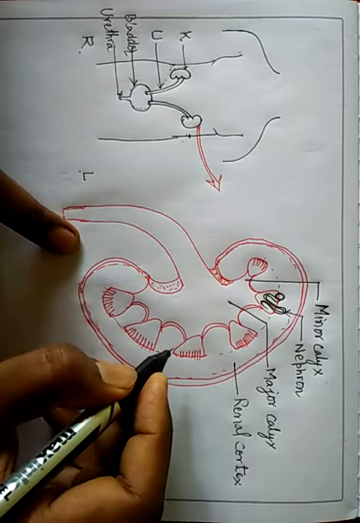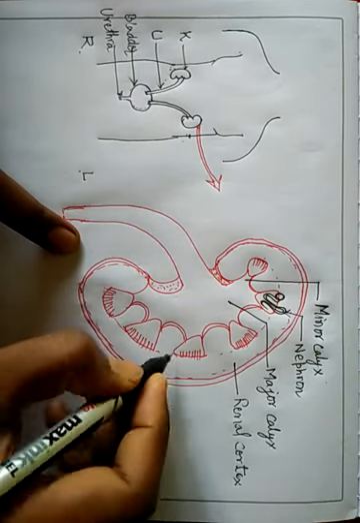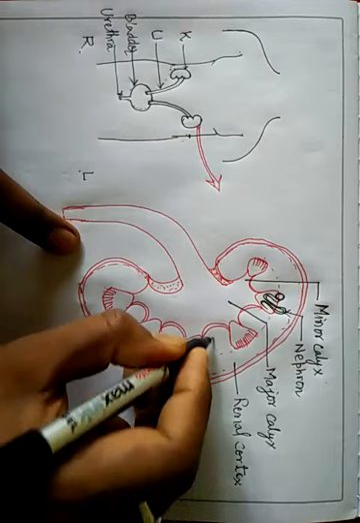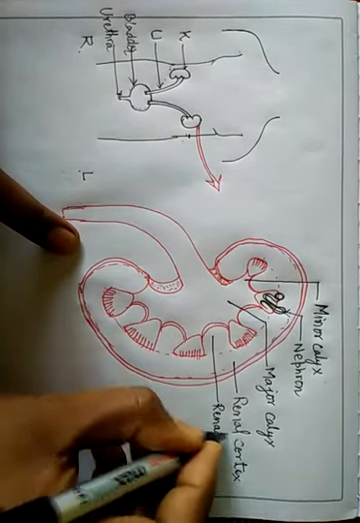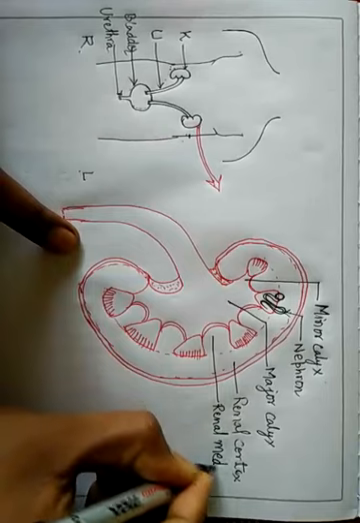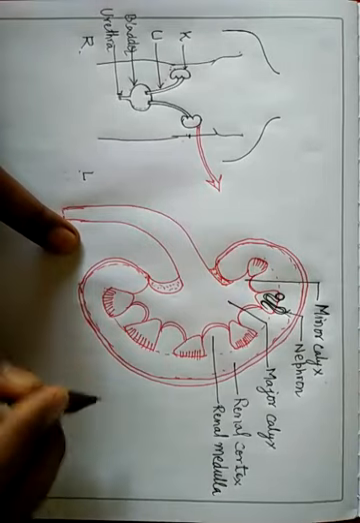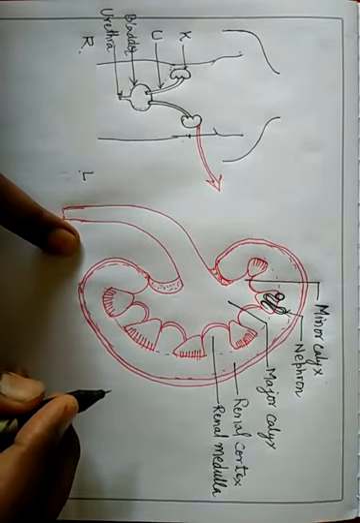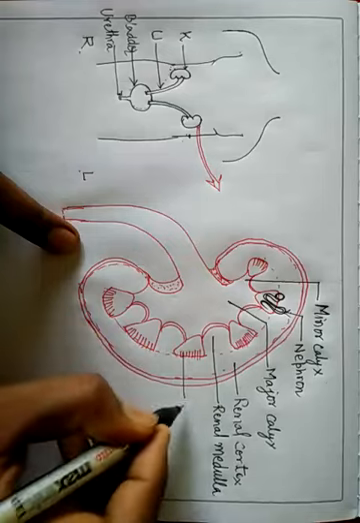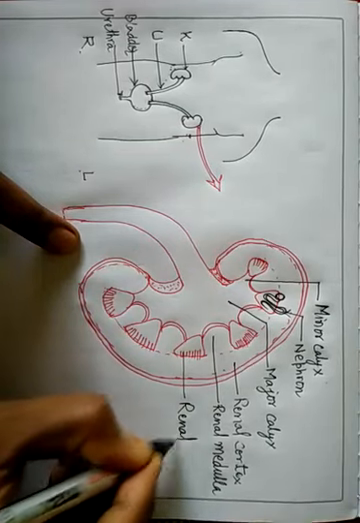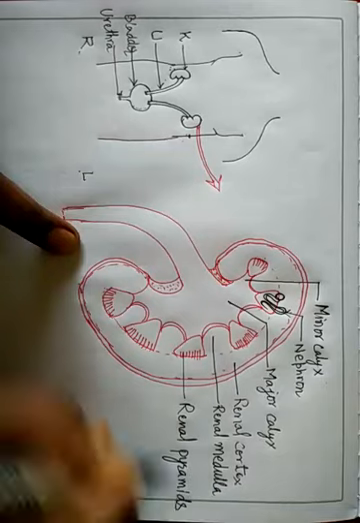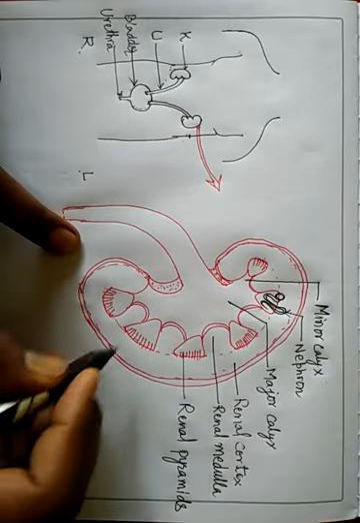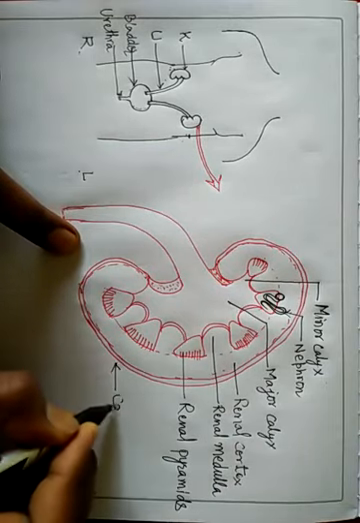So the outer cortex, this part is called renal medulla. Inner part. Clear? Renal medulla. Then this is called renal pyramids. Clear? And this is the capsule of the kidney.